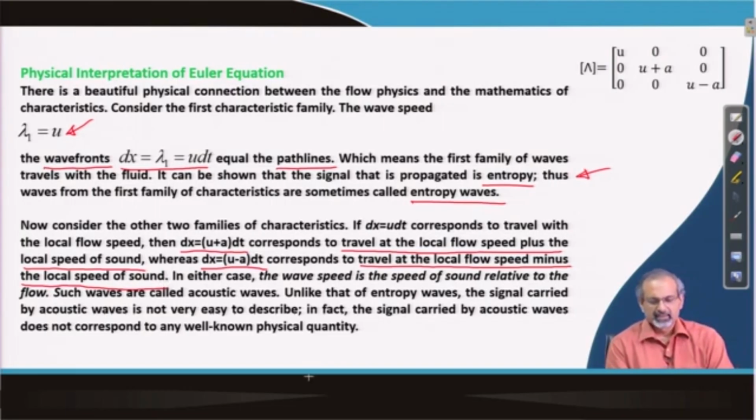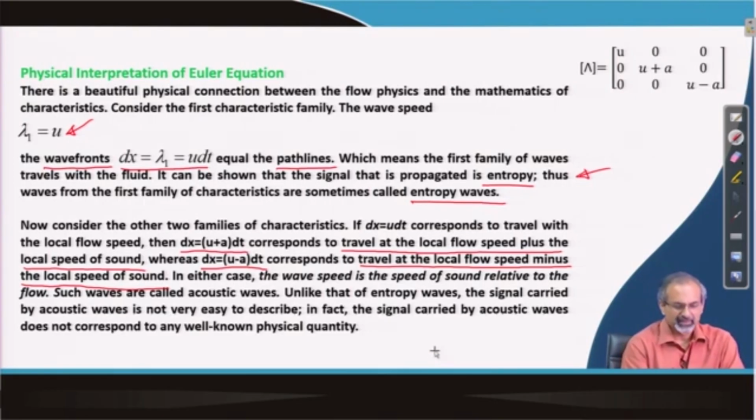So, these are wave speeds traveling at the speed of sound relative to the flow in two different directions. You can look at it that way, and these waves are called acoustic waves. Incidentally, though we understand the concept of acoustic waves, the signal that is propagated along an acoustic wave is not very easy to describe. We can just stop by saying that these are acoustic waves, and we know at what speeds they propagate.